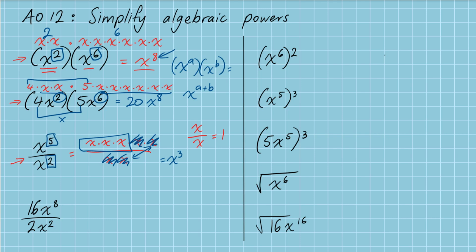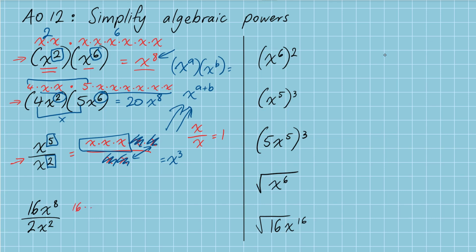So very similar to what we had up here with our addition, except this time around we're subtracting the indices as opposed to adding the indices. Okay, well, what about this question? Let's expand this one out.